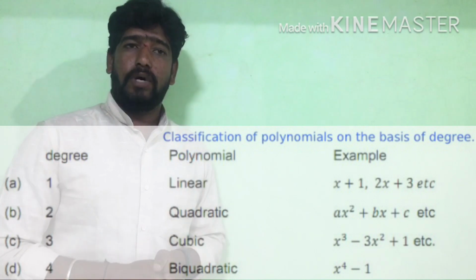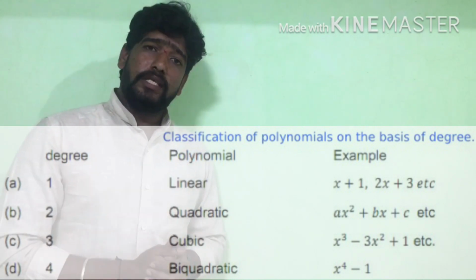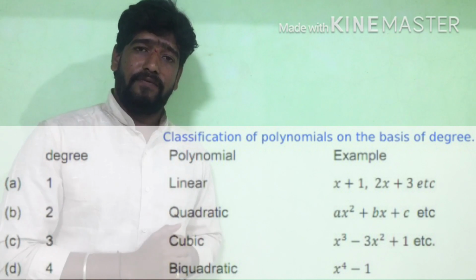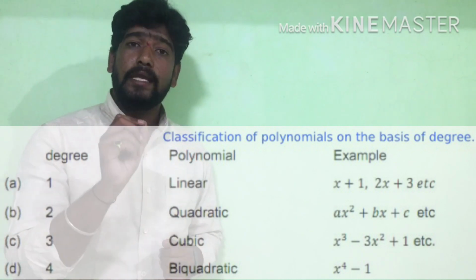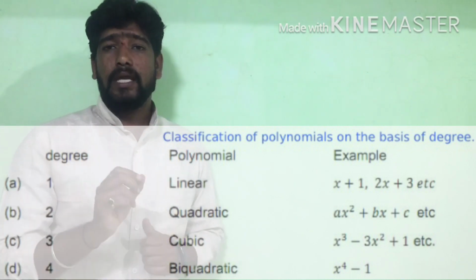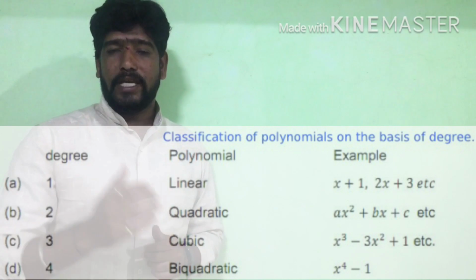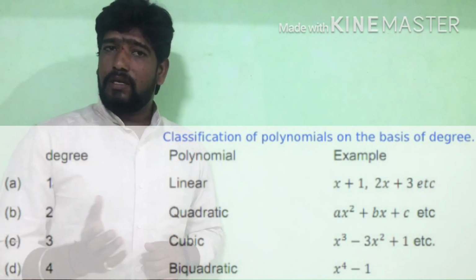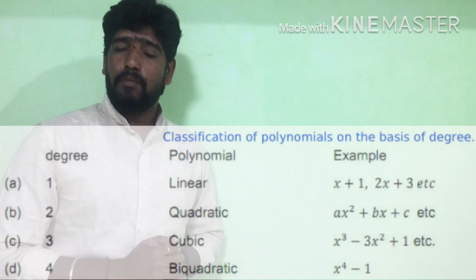Another one, if the power is 4, the degree is 4, then it is a biquadratic polynomial. For example, x raised to 4 minus 1. So power 4 is called a biquadratic.